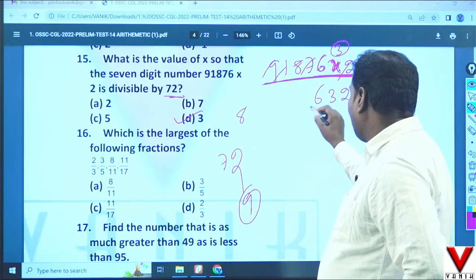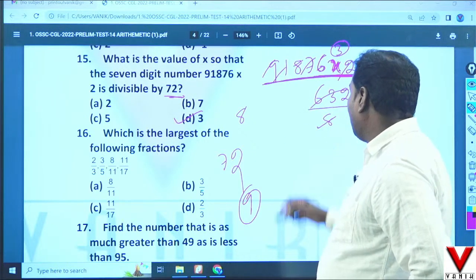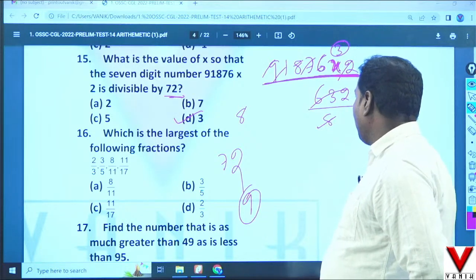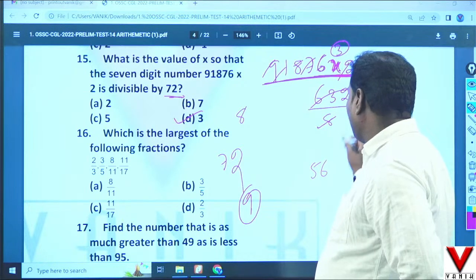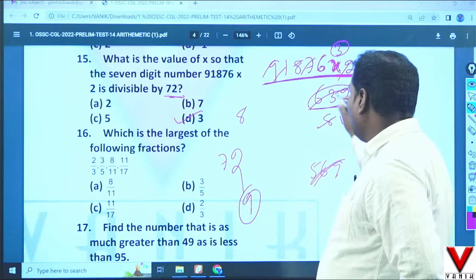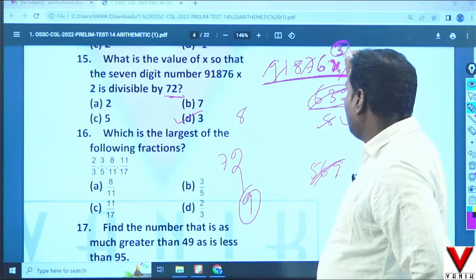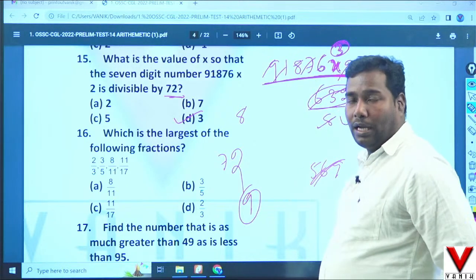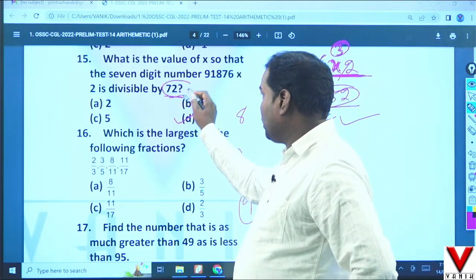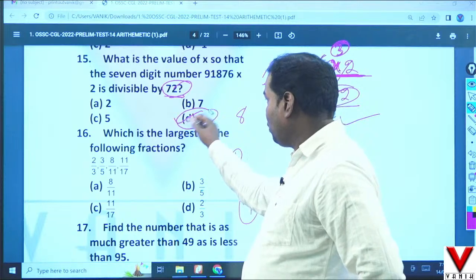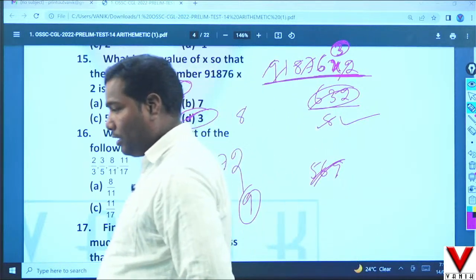We can check divisibility by 8: 8 8s are 64, 8 7s are 56, then 8 9s are 72. So it is completely divisible by 8. If the x value is 3, this number is divisible by 9 and by 8, so the total number is divisible by 72. The answer is 3. Option D is our correct answer.